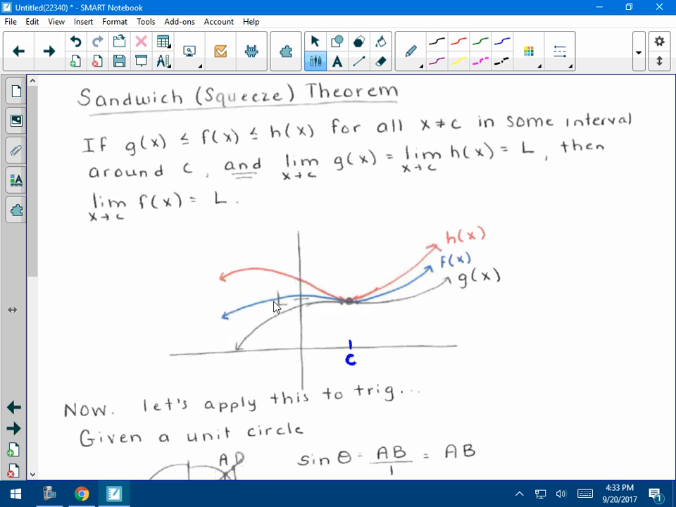Here's the G graph, that's the black one. You can see that's always on the bottom. Here's the H one, that's on top, the red one. That's always above all the other ones. And the F one, right in the middle, kind of gets squeezed or sandwiched right in between those two. That's why it's called squeeze sandwich theorem. At C, we don't really know what happens, but for every other value, they're in this sort of order.